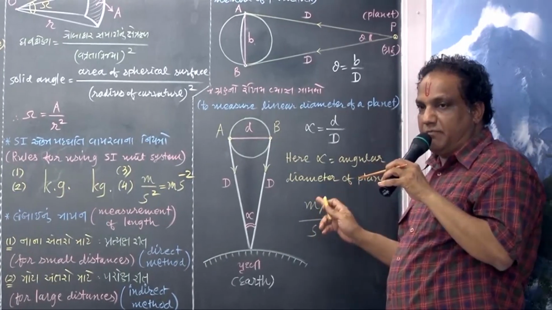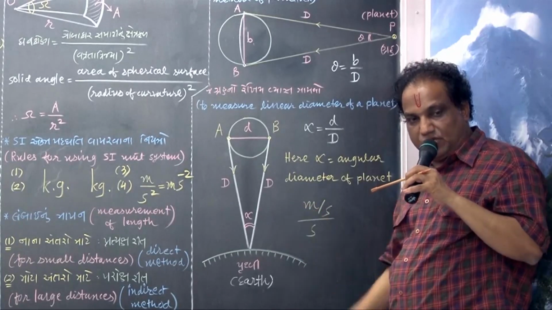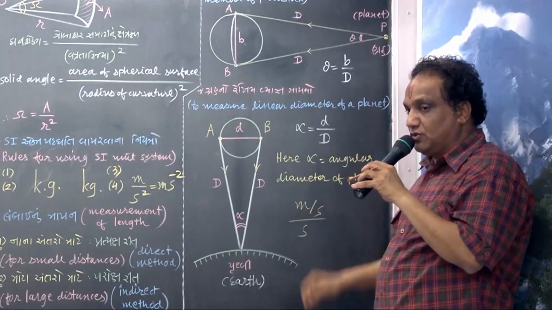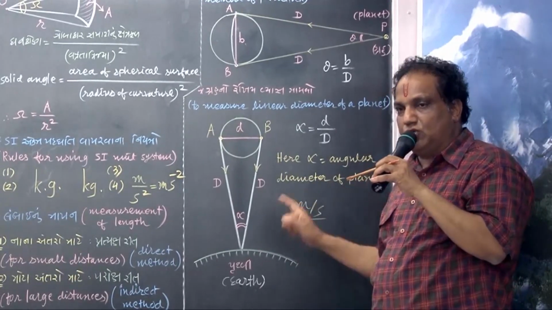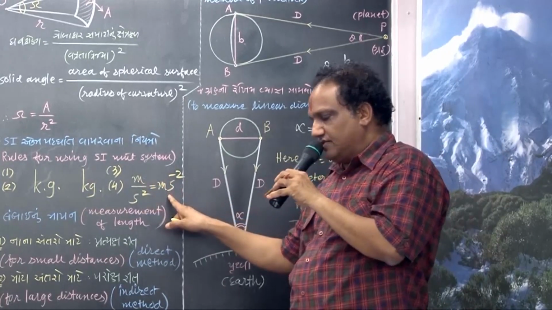You cannot write meter per second square this manner because this is not a single ratio. This is not a single ratio. It is a ratio of two ratios. No, you must not write this way. Okay? You must write this way or this way. Got it?